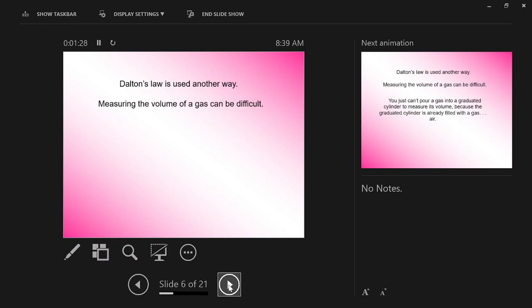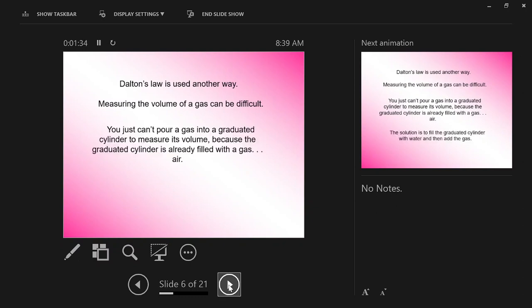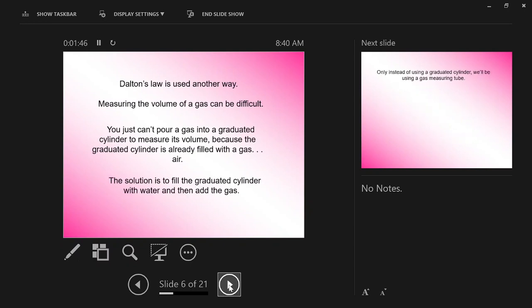Dalton's law is used another way, and this is what we're focusing on because the rest of it was just review. It's sometimes very difficult to measure the volume of a gas. You can't just pour a gas into a graduated cylinder, right? Because it would just escape, it would run away. And it's already filled with a gas. It's got air in there already. So how can we get around this? The solution is to fill the graduated cylinder with water, turn it upside down, and then add the gas.